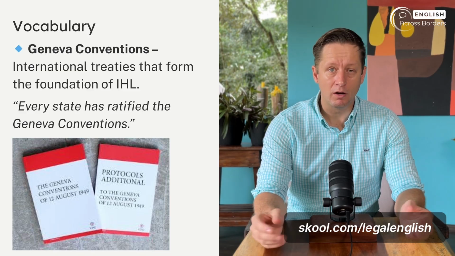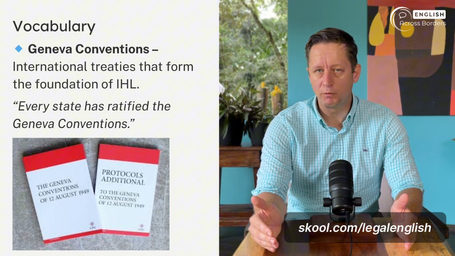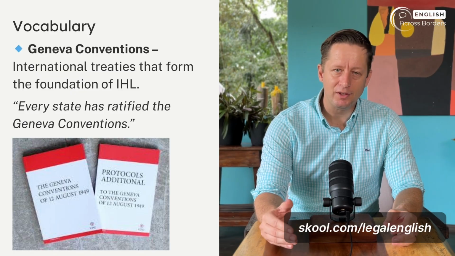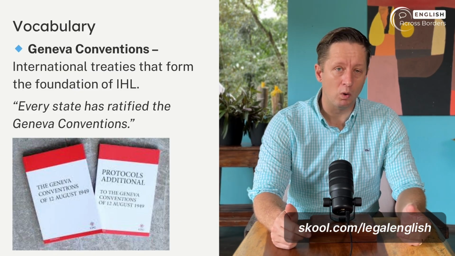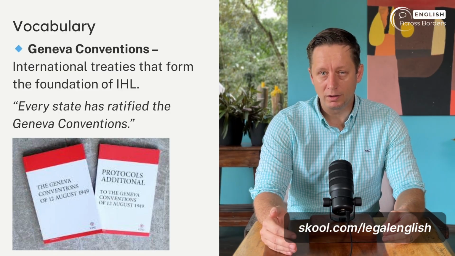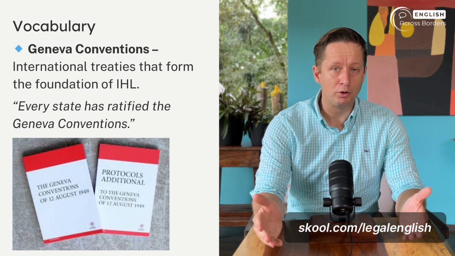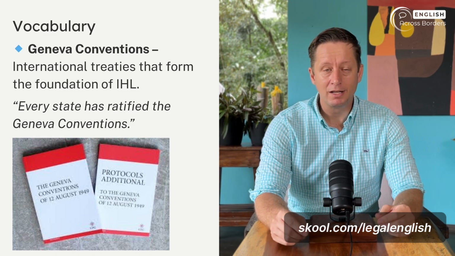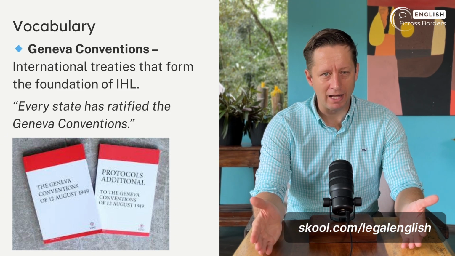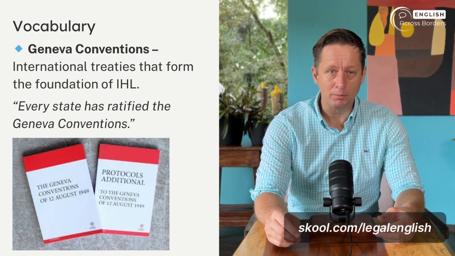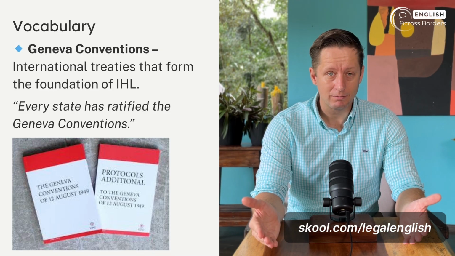After the horrors of World War II, the four Geneva Conventions of 1949 expanded these protections. They cover civilians, prisoners of war, the sick and wounded, and property like hospitals. Additional protocols in 1977 added further rules, although not all countries have ratified them. For example, every state has ratified the Geneva Conventions.